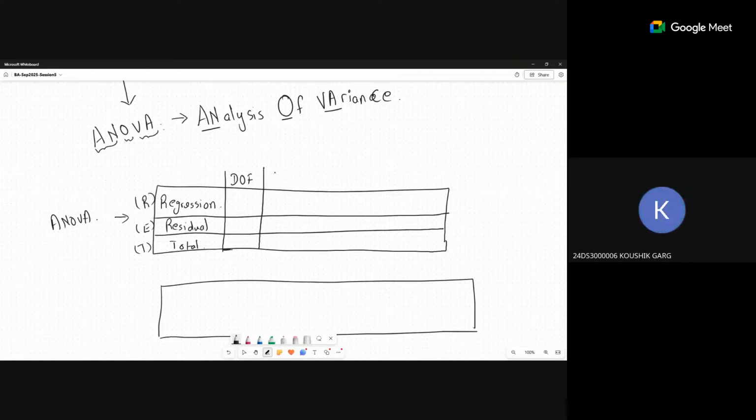Sum of squares, which is SS. Next is MS, mean sum of squares. Then you have the F value. And then the significance F value, which is basically the P value. Correct. The last column is the P value. So this is your ANOVA table.